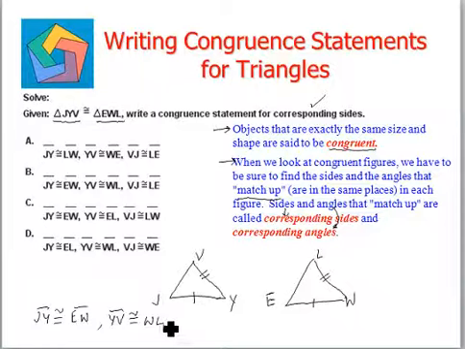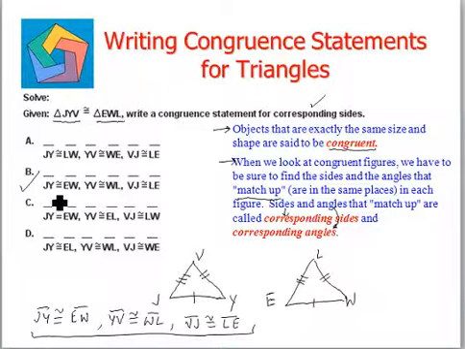While the third side that's left is VJ is congruent to LE. These are all corresponding sides. We have to make sure that we match up the right sides. So this is our correct answer and it is matching with option B. Let's see. JY is congruent to EW, YV is congruent to WL, VJ is congruent to LE. So option B is the correct answer.